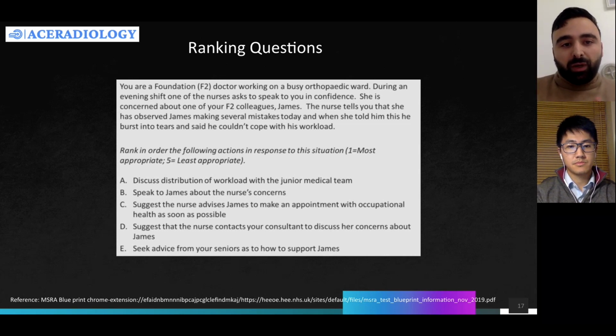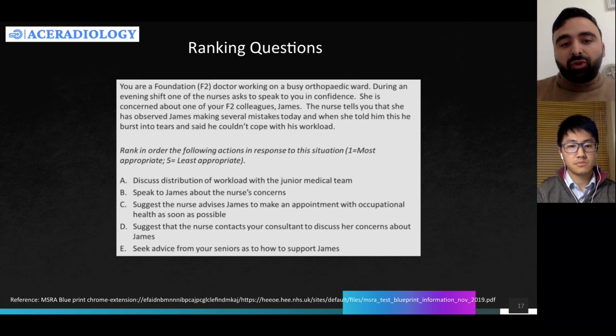If we read this actual question, so you are a foundation F2 doctor working on a busy orthopedic ward during an evening shift. One of the nurses asks to speak to you in confidence. She's concerned about one of your F2 colleagues, James. The nurse tells you that she has observed James making several mistakes today, and when she told him this, he burst into tears and said he couldn't cope with his workload. So here you can see you've got a colleague who's in distress, potentially a patient safety concern again, and a colleague who's concerned. So how would I rank this?